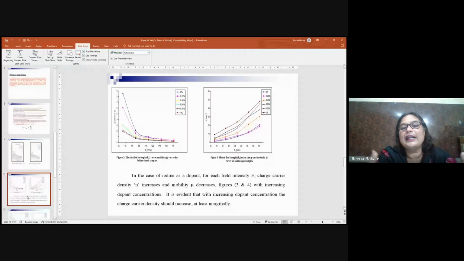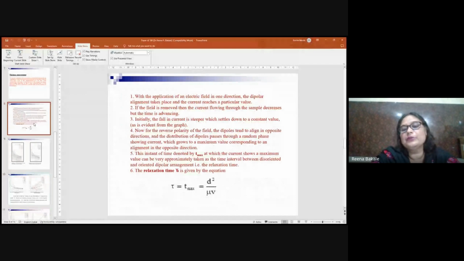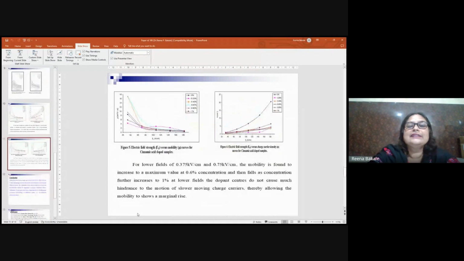These are the other parameters that we calculate, that is mobility, charge carrier and density. All these parameters we calculate on this basis by using certain formulas. For relaxation time, this is the formula, and on that formula we calculate the relaxation time. And this is the electric field strength. For each concentration, we calculate the values of the drift velocity and the current density for each sample dopant, that is cinnamic acid and iodine dope.